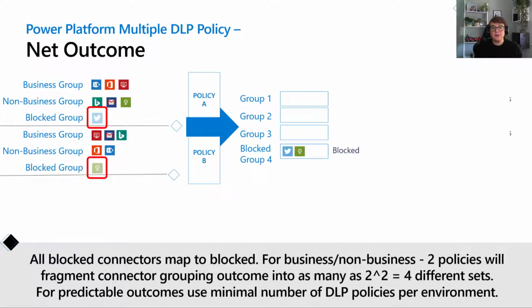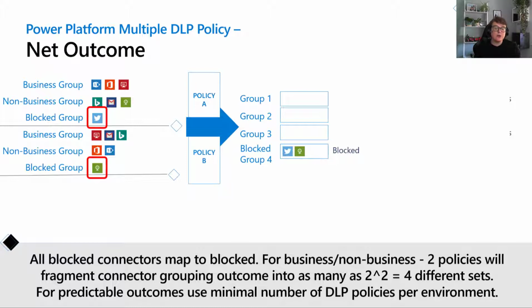The net outcome is that Twitter and HTTP are marked as blocked. They're marked as blocked in at least one of the policies, so they cannot be used at all. So the fact that HTTP is part of the non-business group in policy A doesn't have a significance. It's the most restrictive policy that takes place, and because HTTP is blocked in policy B, that takes precedence over it. So that part was easy.